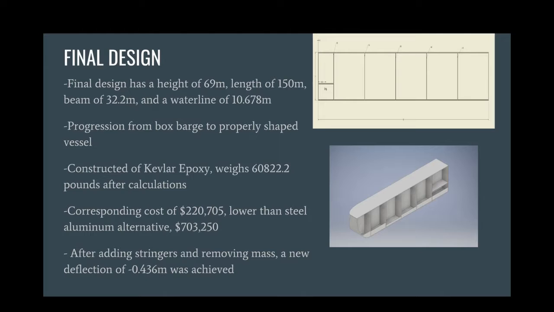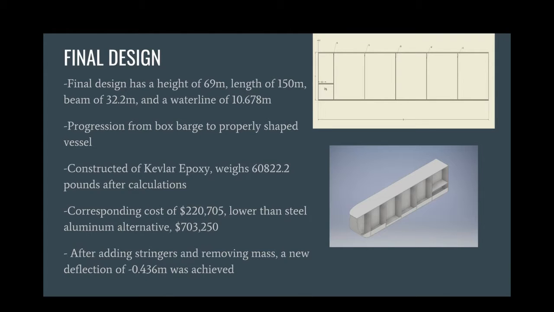So final design, the final design had a height of 69 meters, length of 150 meters, a beam of 32.2 meters, and a water line of 10.6 meters. So we progressed from the box barge to a properly shaped vessel, as you can see in the progression of our CADs to the right.